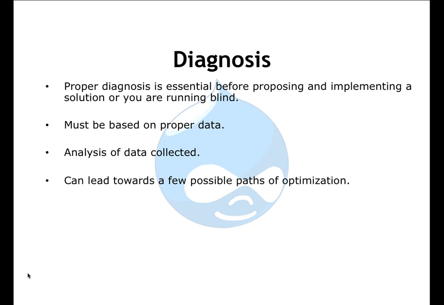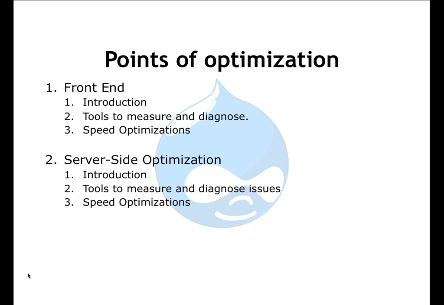And to go through all of that, you have to first diagnose the problem, because it's essential before you start proposing and implementing a solution, or you're just running blind. You might think you're fixing a problem, but it might become worse, or you spend lots of time to essentially find out nothing has changed. So you have to analyze the data that you collect, and that can lead towards a few possible paths of optimization. Two of the ones that I'll discuss during this presentation are the front end, where I'll show some tools that you can use to measure and diagnose the issues, along with speed optimizations, and server-side optimization, which is a much larger issue and has many more tools to diagnose and measure problematic areas, and speed optimizations for those. If there's time, I'll talk a little bit about things you can do with your modules as well, but let's just see how much time we have.